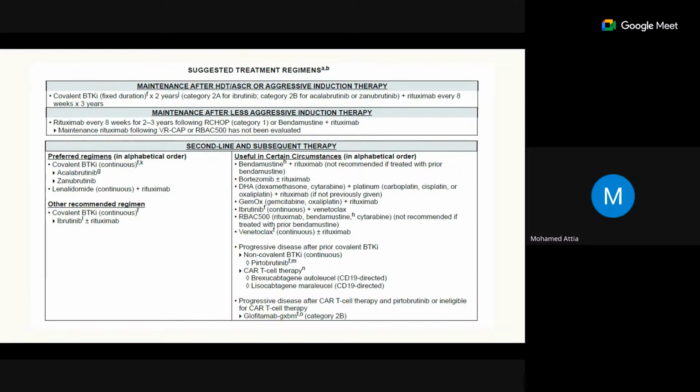This malignancy lies between a lot of categories of malignancy, because it is aggressive as well as looks indolent in some kinds. So it behaves like this, and maintenance gives a good result in it. Also, second line and subsequent therapy have a lot of important trials. We will come to this now.